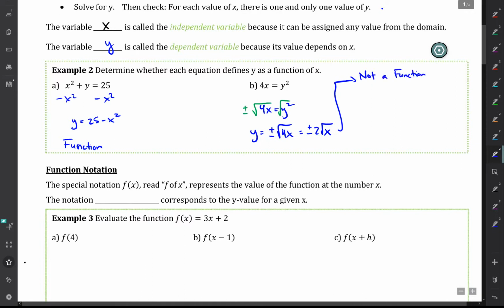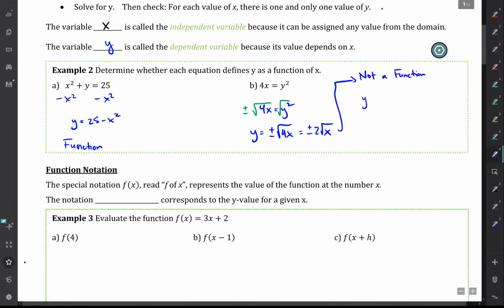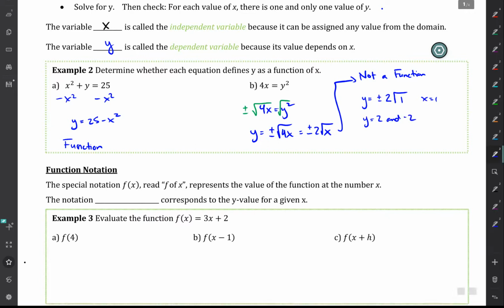And the reason for that is if you plug in any non-zero x value, you're going to get that y is equal to plus or minus 2 times the square root of x. So like if you plug in x equals 1, you get that y is positive 2 and negative 2. And that can't happen for a function. So this equation does not describe y as a function of x.